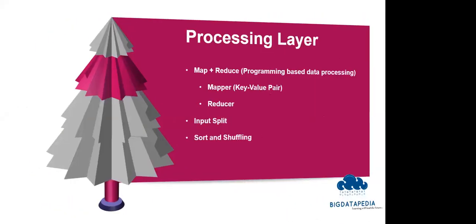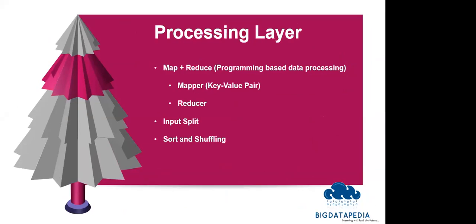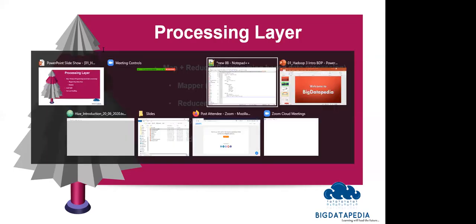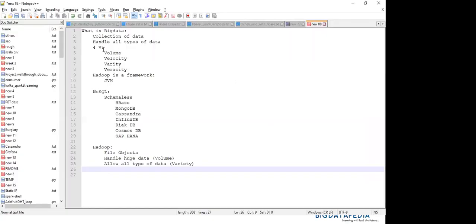In the processing layer, map and reduce, two they will be using. This completely follows programming-based data processing. Here the map step is followed by key-value pairs. The reducer works based on the key-value pairs to take the decision. And in the processing layer, there is input split, and sort and shuffle. I just noted all the daemons, but you understand.